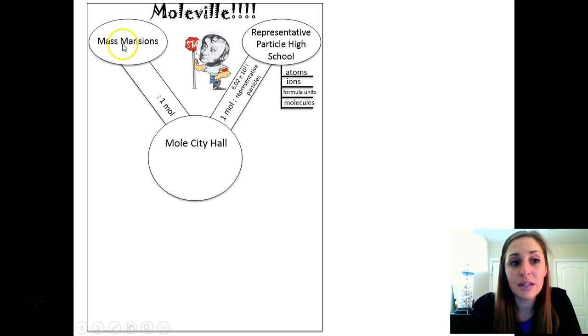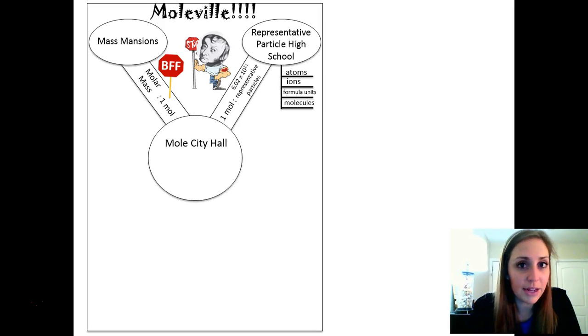And you know that when it talks about mass, the mass of 1 mole is going to be equal to the molar mass. So 1 mole and molar mass would be next to mass mansions. You do have another stop sign, and this says BFF. Why does it say BFF? Because your periodic table is your chemistry BFF. So your best friend in chemistry, periodic table, all the answers for this are already there on your periodic table.